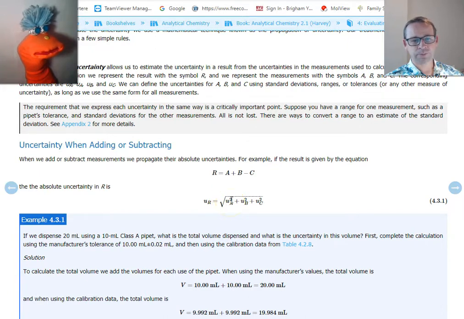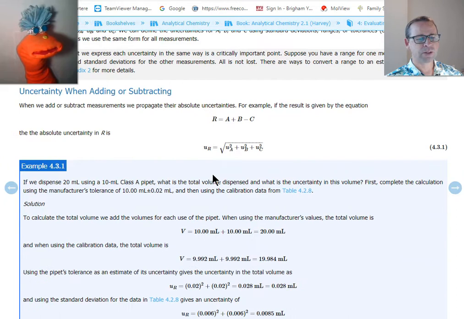I square it, and then I look at the uncertainty on B, and I square that, and I add it to A. I look at the uncertainty on C, I square that, and I add it to A and B, right? So the sum of all the squares of the uncertainties, it doesn't matter if you're adding or subtracting here, then you take the square root of the whole thing. That will be the resulting uncertainty on R. Okay?